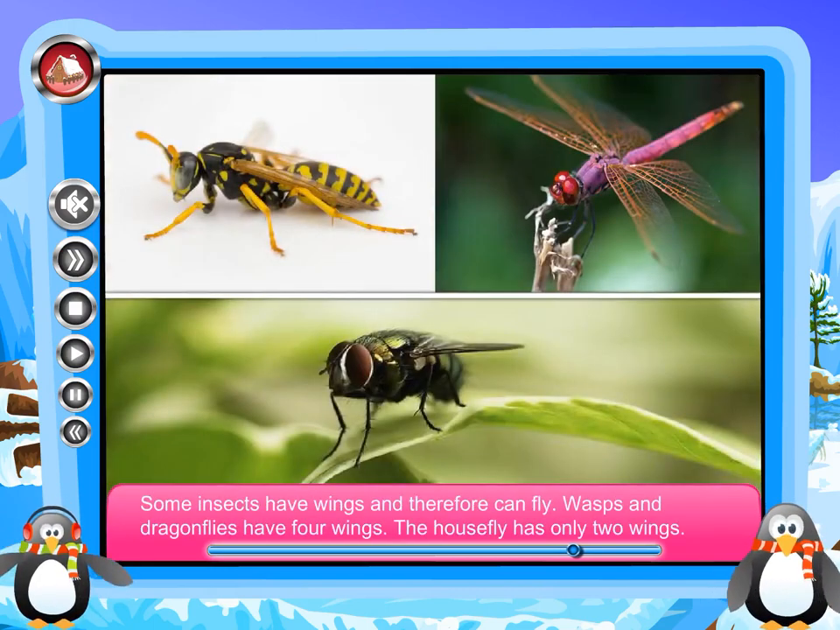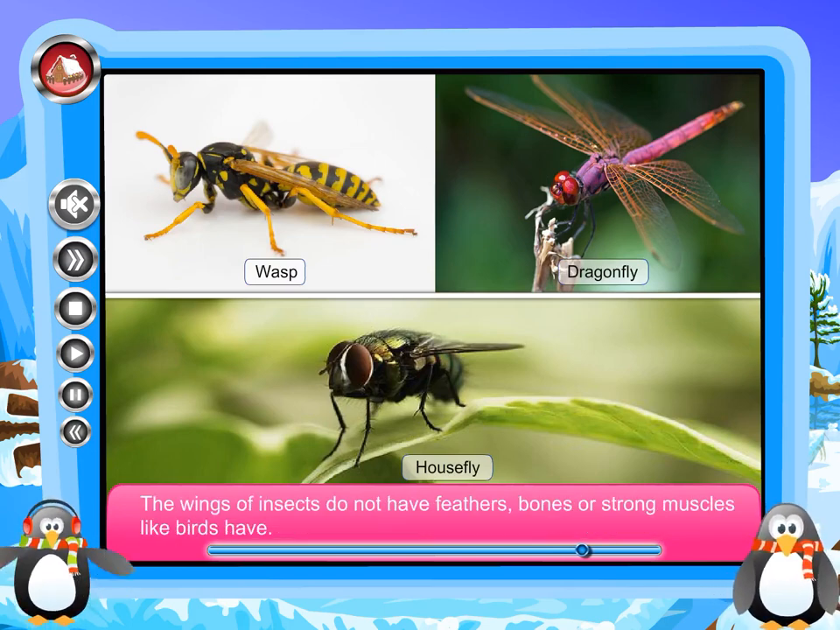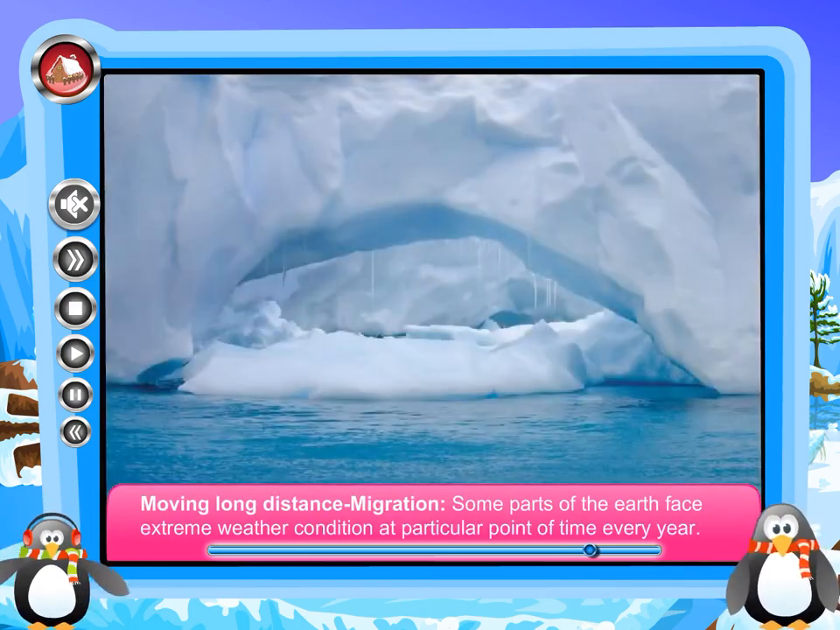Some insects have wings and therefore can fly. Wasps and dragonflies have 4 wings. The housefly has only 2 wings. The wings of insects do not have feathers, bones, or strong muscles like birds have.